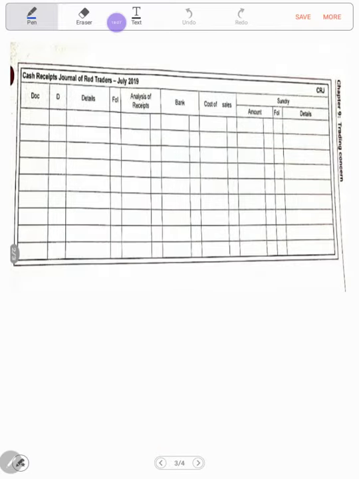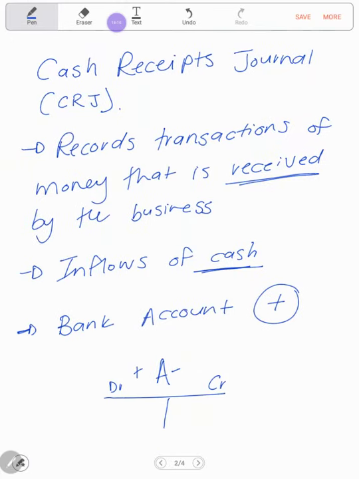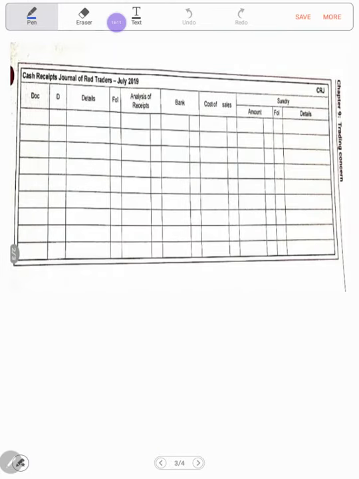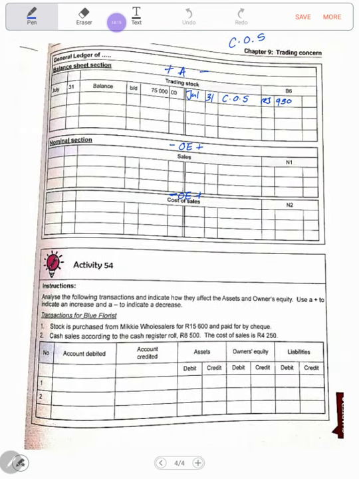Alright? But eventually, grade 8s, once you are done with your posting to your CRJ, you will have a total amount that you have here. This total amount is what I want you to take to this point. This was just an example. Once we have that, grade 8s, we are now able to balance our account. And remember, when balancing the account, you will have to ask yourself which side is the bigger side.